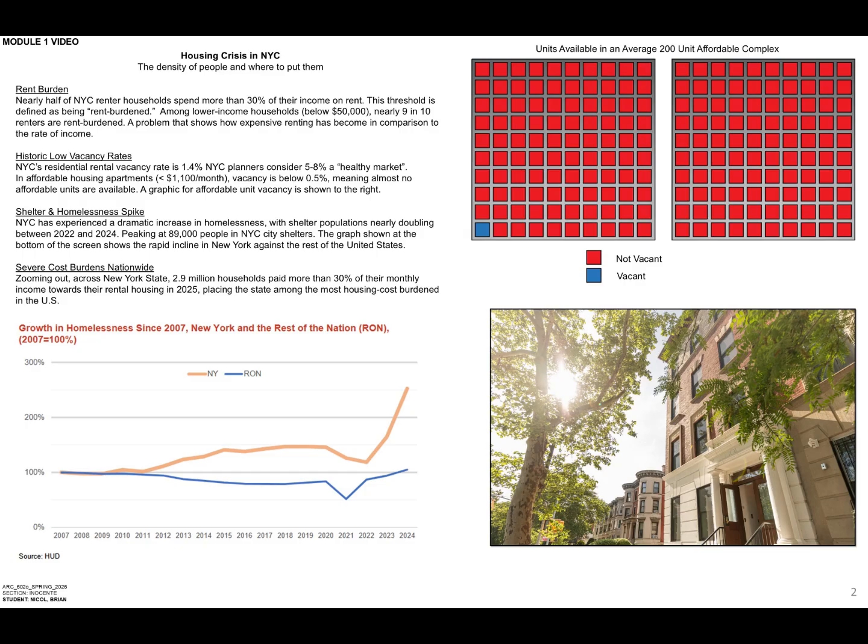The graph shown to the right is how many vacant units would be in a 200-unit affordable complex on average. It shows historically low vacancy rates in New York, as well as the homeless rate in New York, which has spiked compared to the rest of the nation in the last few years.